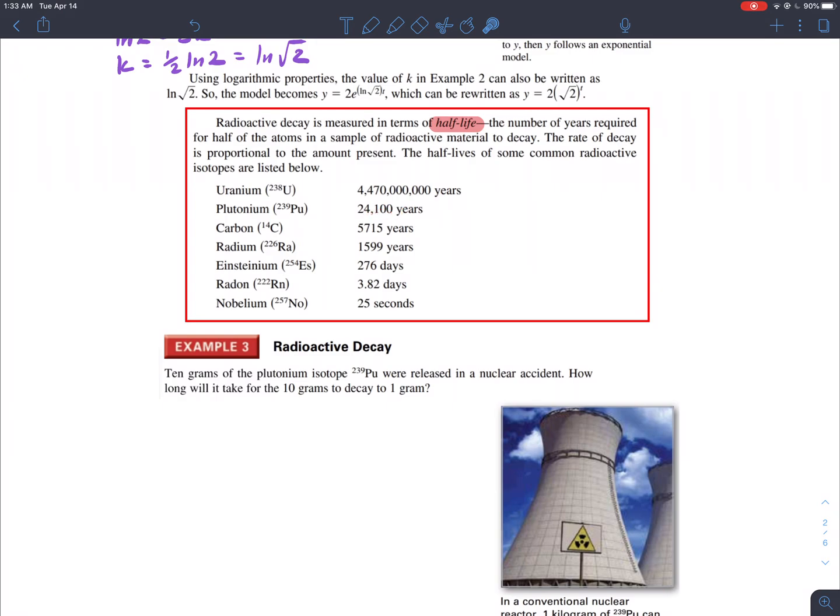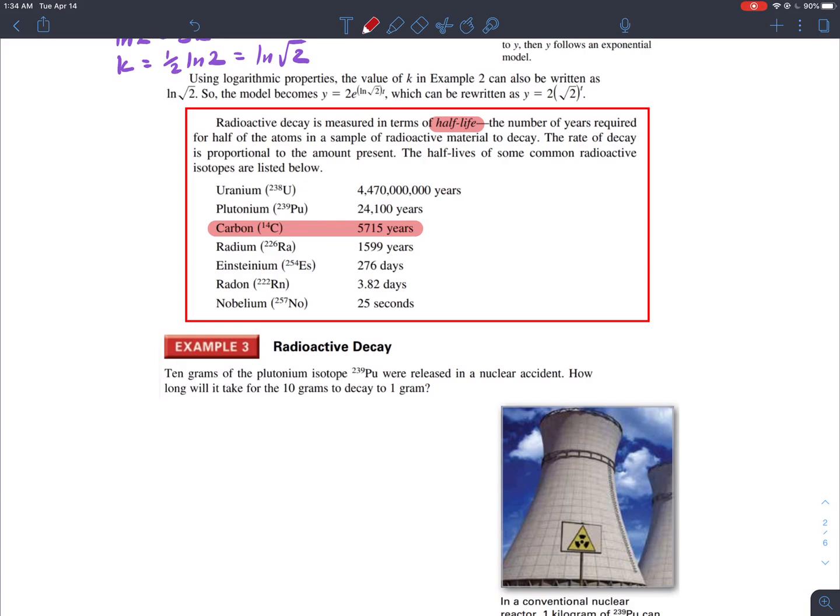Plutonium, 24,100 years. Carbon is often referred to in lots of movies and references all over the place because carbon is how we date things of antiquity that were alive at one time. If something was alive, then it had carbon in it, and so the carbon date a plant life, or the carbon date a fossil of some sort of crustacean or sea creature or dinosaurs or people, whatever. Carbon dating, 5,715 years for carbon-14 to be cut in half.